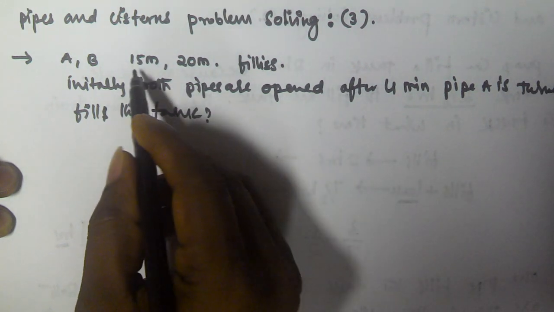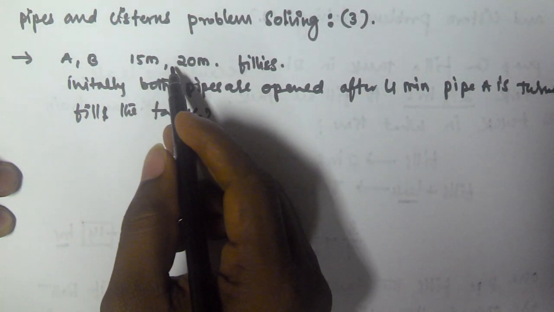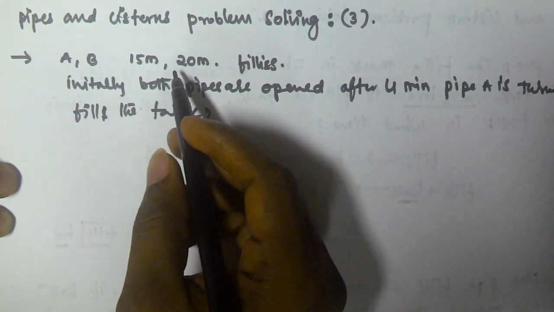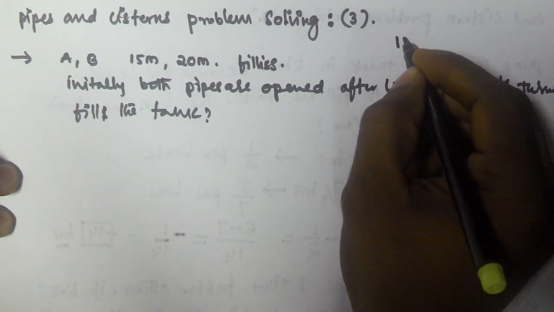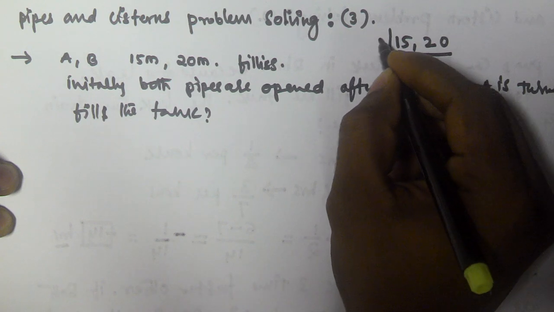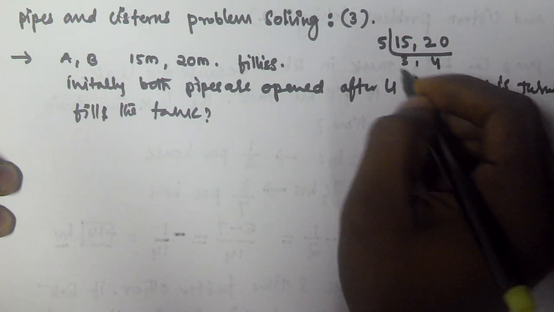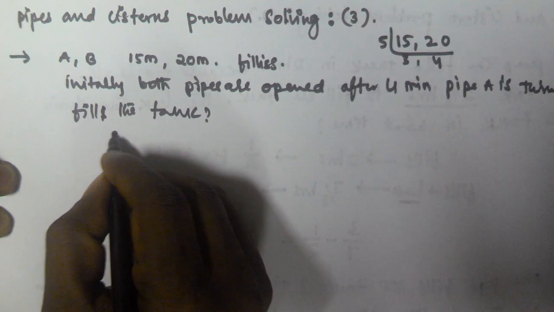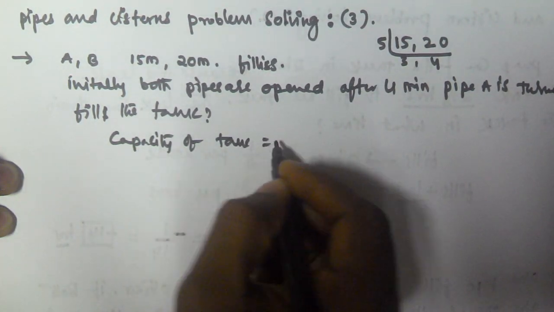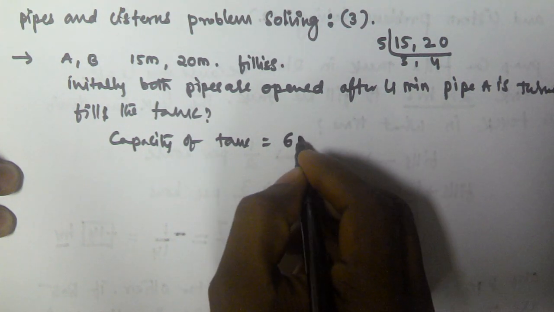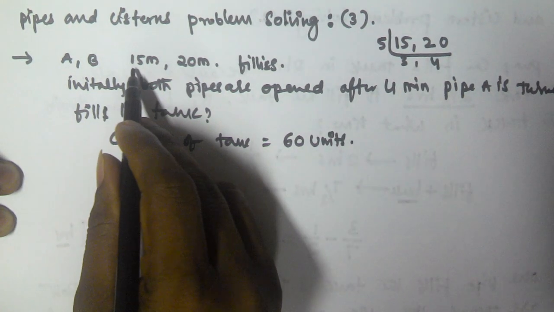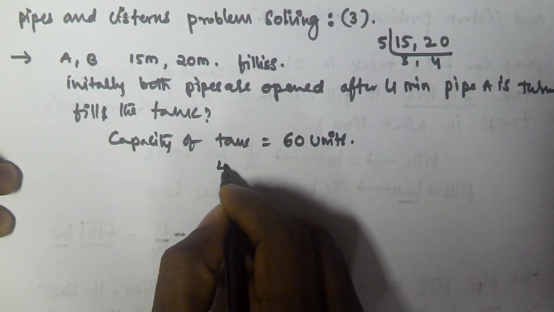Both pipes are filling in 15 and 20 minutes. In both cases the tank is the same and the capacity of the tank is also the same. So I take the capacity of the tank as the LCM of 15 and 20. The LCM is 60. So the capacity of the tank is 60 units.